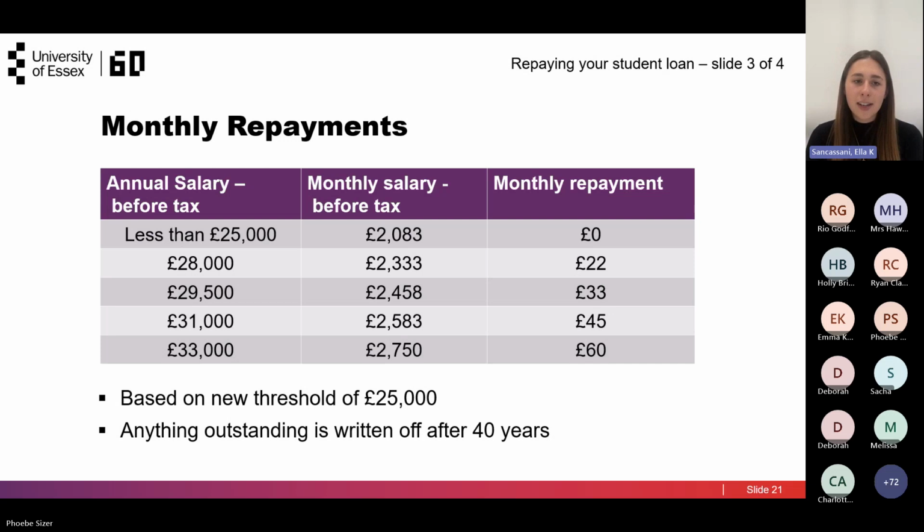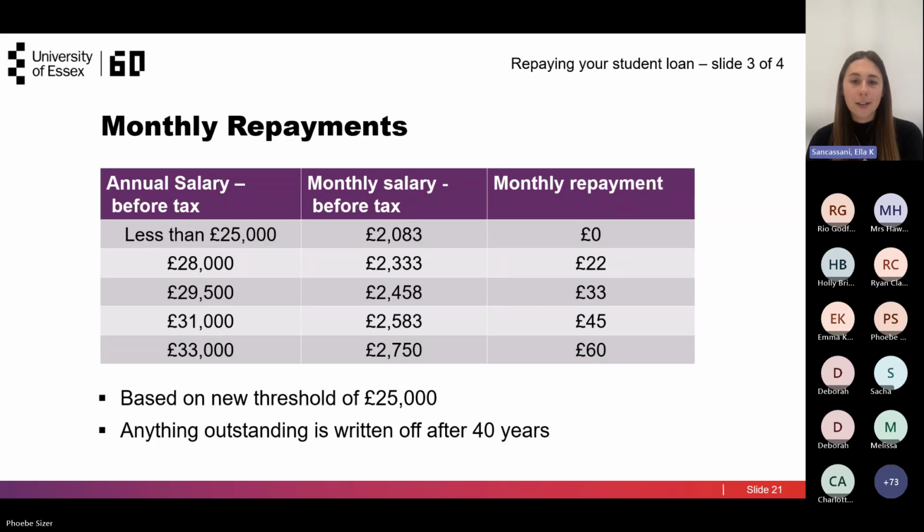If they're earning slightly more than this, at £29,500 per year before tax, their monthly salary before tax will be £2,458 and their monthly repayment will be £33. And then if they are earning slightly more than this at £33,000 per year, their monthly salary before tax will be £2,750 and their monthly repayment will be £60.